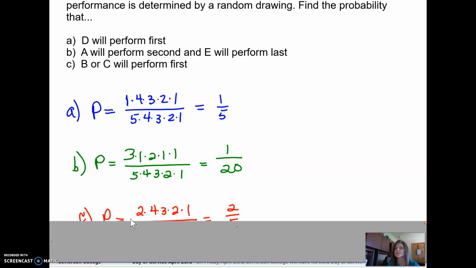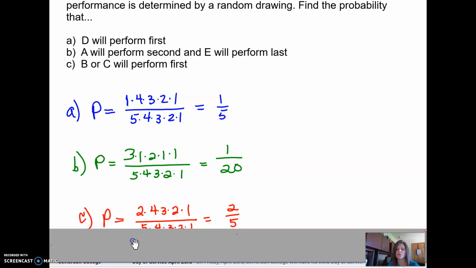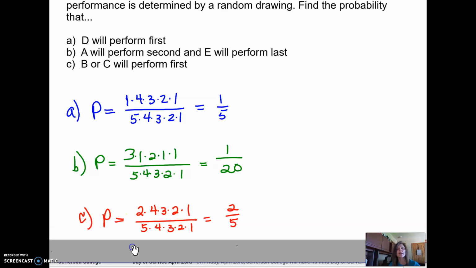The denominator is still going to be the same, line up 5 times 4 times 3 times 2 times 1. And so we'll again reduce where we can, and this time we end up with 2/5 probability. Again, that kind of makes sense to us because we know that D performing first was 1/5 probability, 1 out of the 5. But if I say, well, it's B or C, then I have now 2 out of the 5 possibilities. So it makes sense. Let me know if you have any questions.